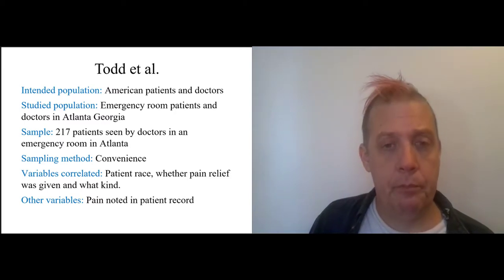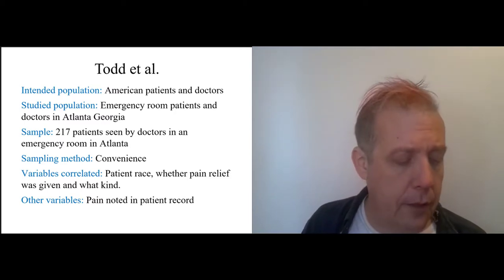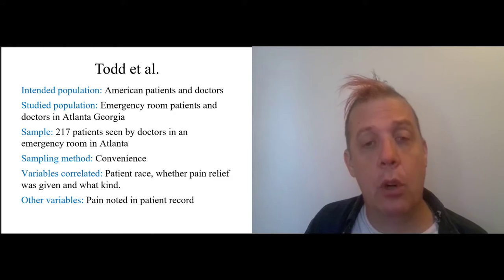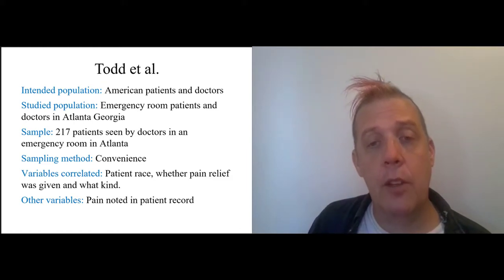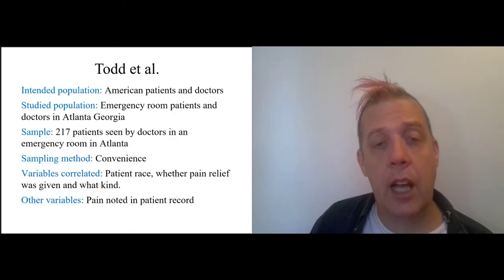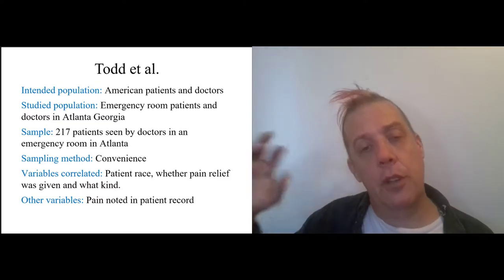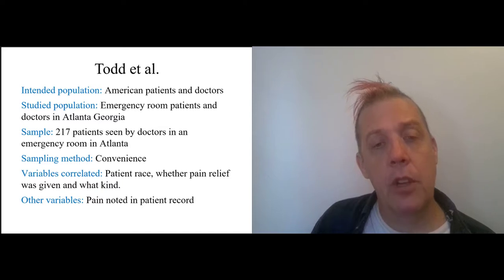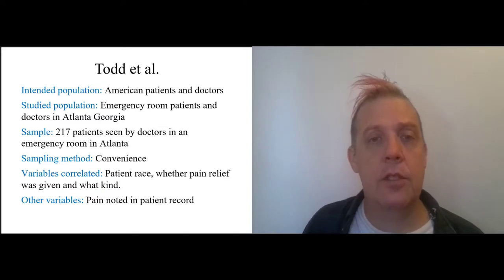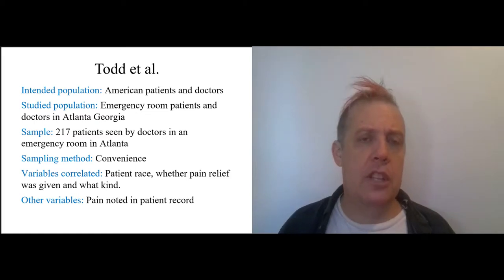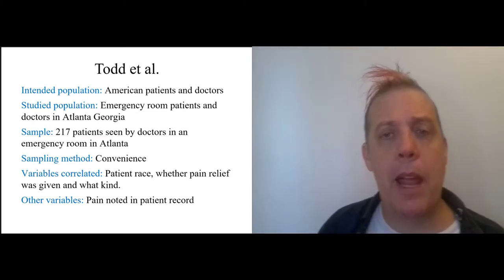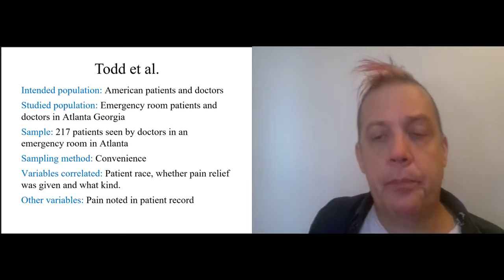And what's relevant for us is that they were attempting to correlate two variables: patient race, and then whether pain relief was given and what kind. And I also note here that pain was noted in the patient record, and this is important for their understanding of how the discrepancy in pain treatment arises.